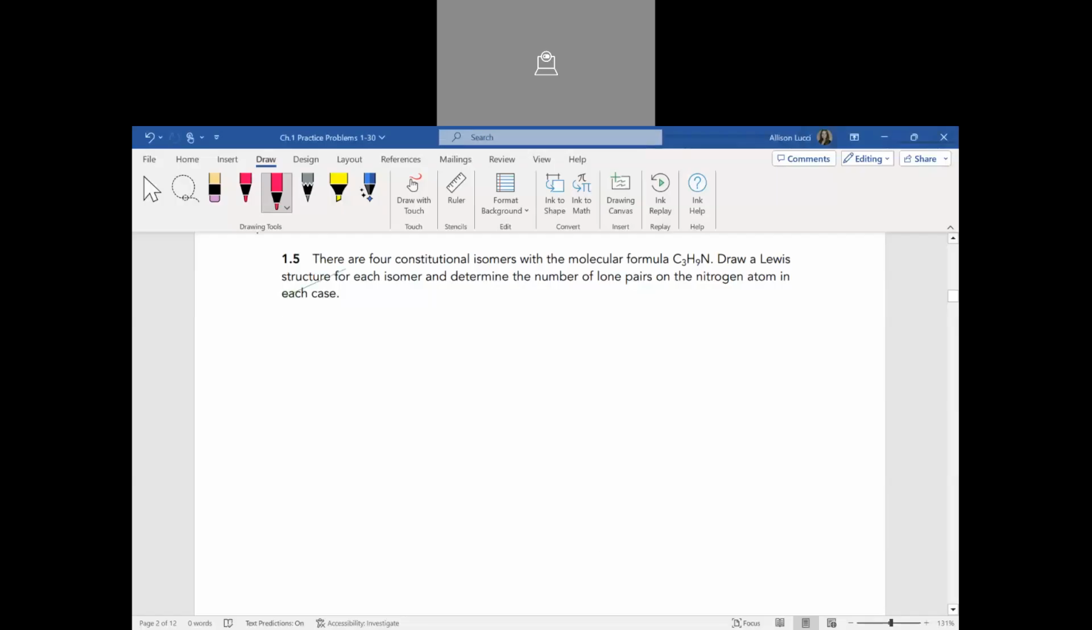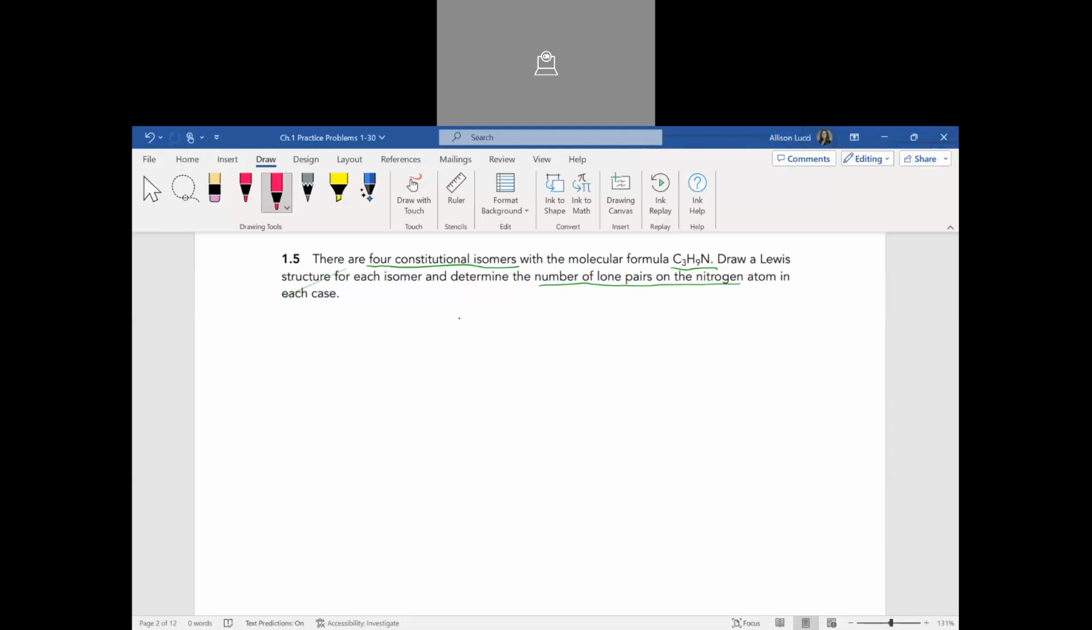Problem 1.5, we will solve similar to 1.3 and 1.4 in the sense that we're going to consider the valency of each of our atoms. We're told here that there are 4 constitutional isomers, so that's our answer here. We're going to have 4 structures with the chemical formula C3H9N. So we're going to draw the Lewis structure for each of these isomers and then determine the number of lone pairs on the nitrogen atom in each of these.